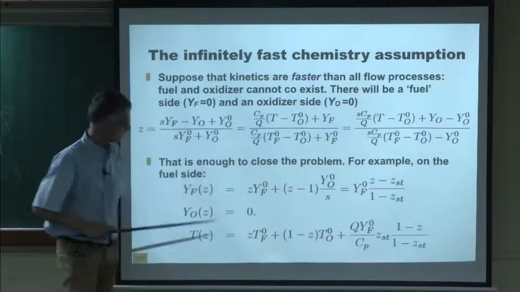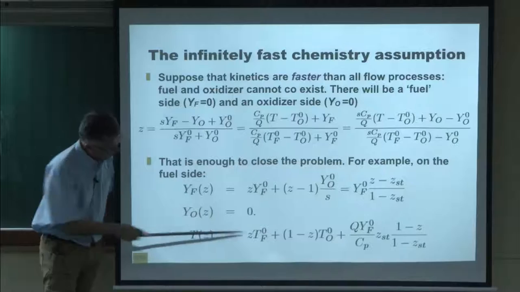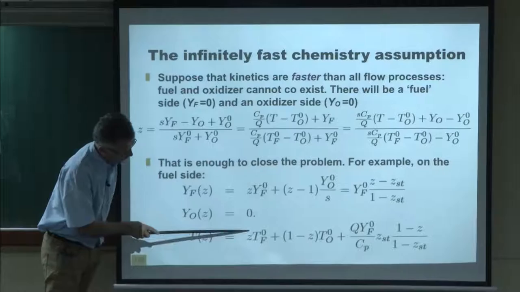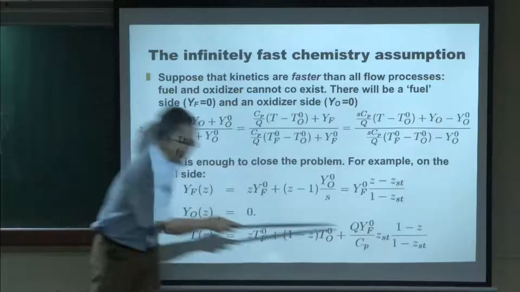So on the fuel side, YO will be 0. And the temperature will be given by this expression, which is, again, a combination of the temperature of the fuel multiplied by Z, the temperature of the oxidizer multiplied by 1 minus Z, and then a term here, which is the heat release.